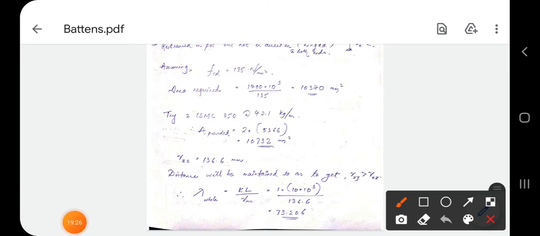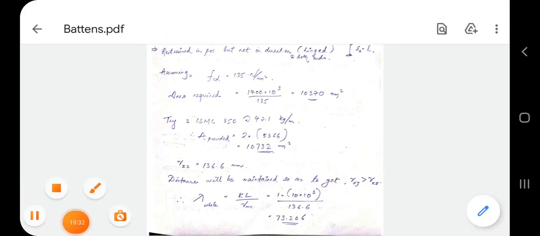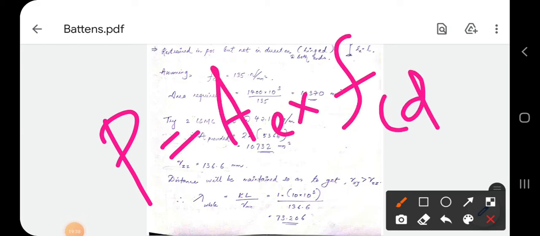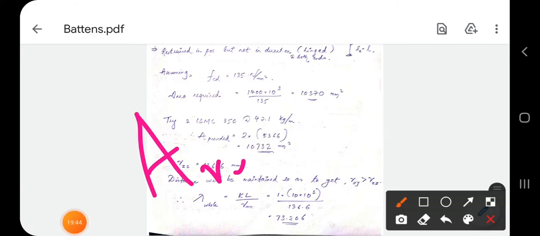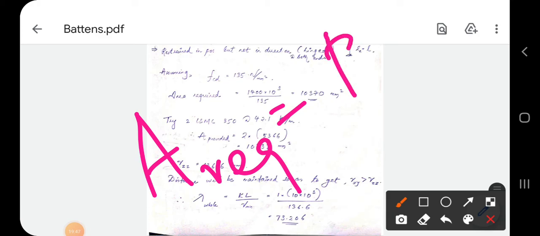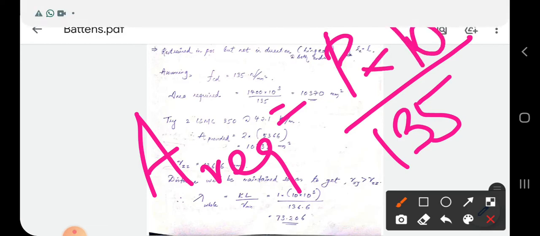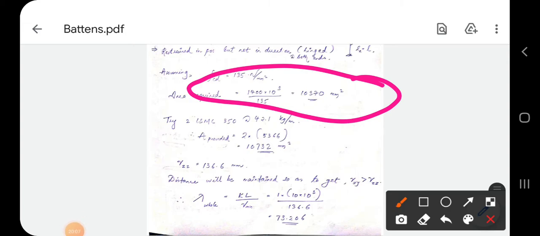and we know that compressive strength P is equal to effective area into fcd. Assuming P as the factored load given, we can find the area required is equal to the factored load divided by 135. Okay, factored load divided by the assumed fcd value. Factored load is in kilonewton, so we have to convert it into Newton by multiplying by 10 cube. So we'll get the area required, 10,370 millimeter square.